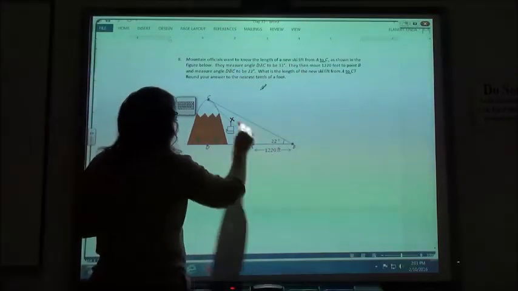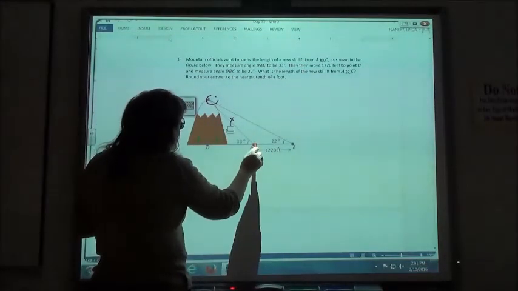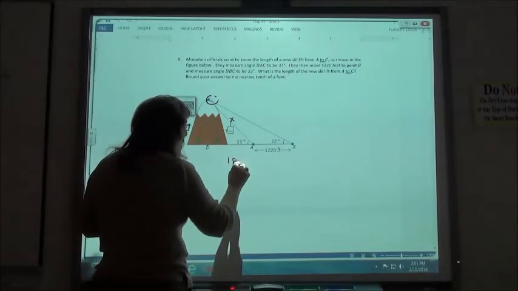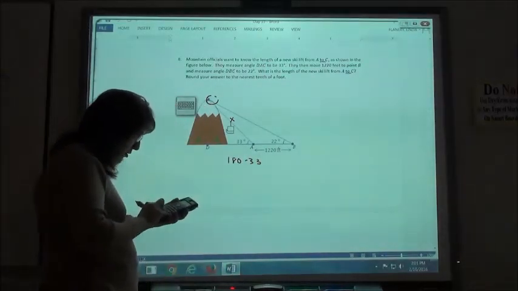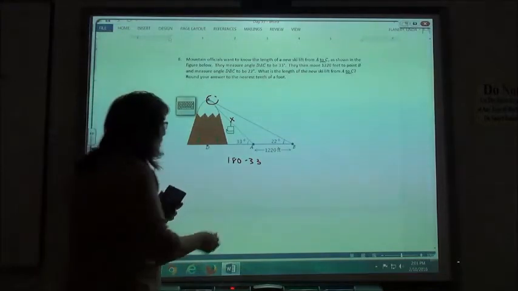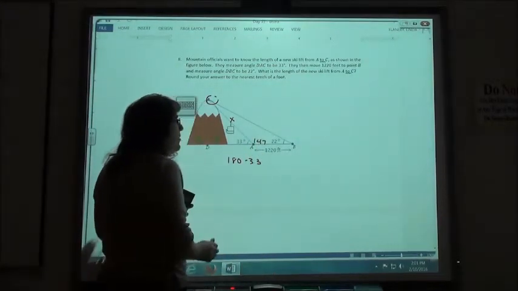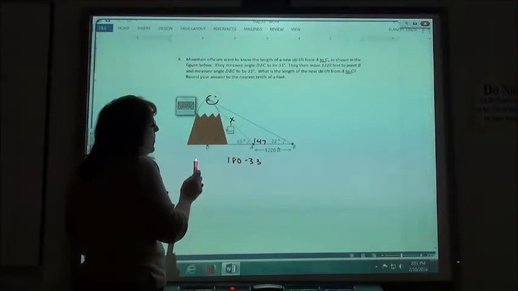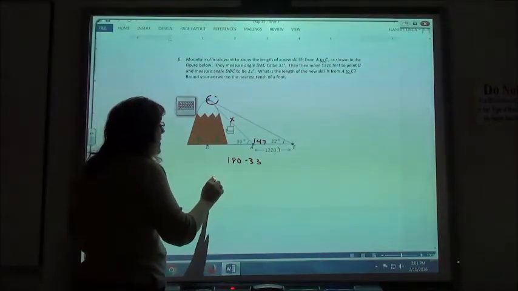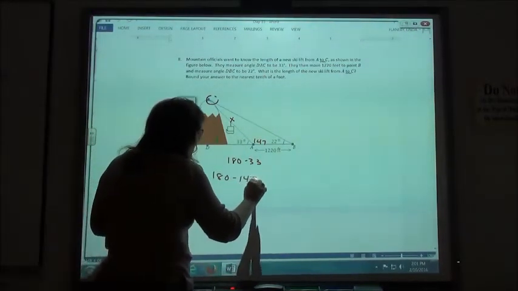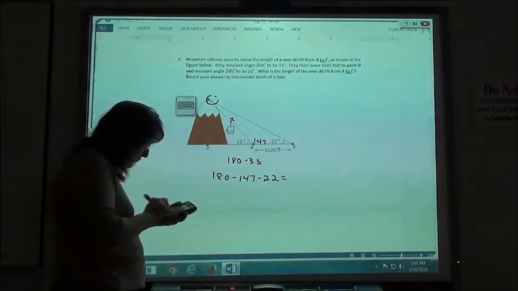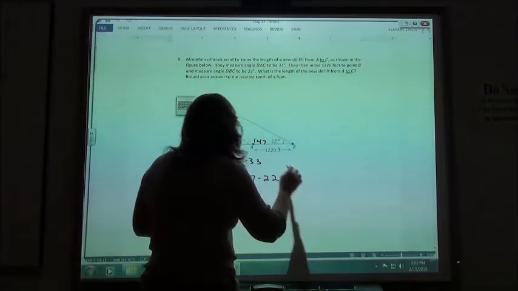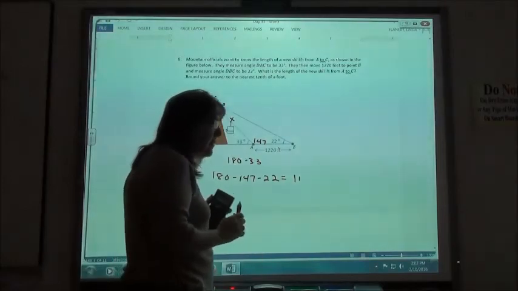So again, I need to know what this angle up here is, but first I need to find this angle down here. Since this is going to be 180 degrees, I'm going to take 180 minus 33. So 180 minus 33 gives me 147 for that angle in there. So I know this one's 22, this is 147. To find this one up here, again, I'm going to subtract from 180. So 180 minus 147 minus 22 gives me 11. So this angle up here is going to be 11 degrees.